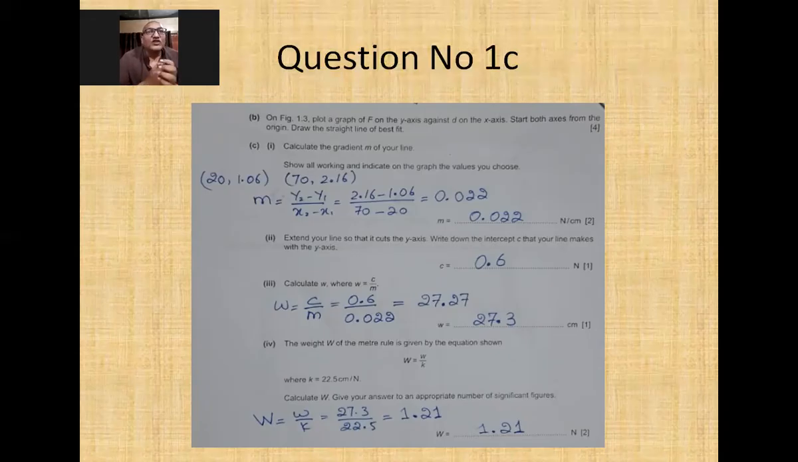Then the fourth part is, he says the weight, capital W, of the meter rule is given by the equation shown. W is equal to w divided by k. This w is small w, and the k value is 22.5 centimeter per Newton. So just put those values, 27.3 divided by 22.5, and that will be 1.21. So 1.21 is the answer. So that is the question number 1. It's C part. Hopefully you have understood.